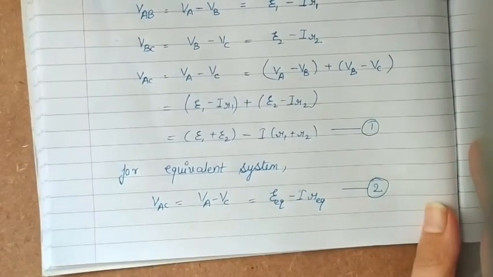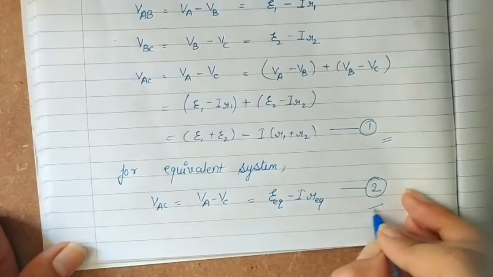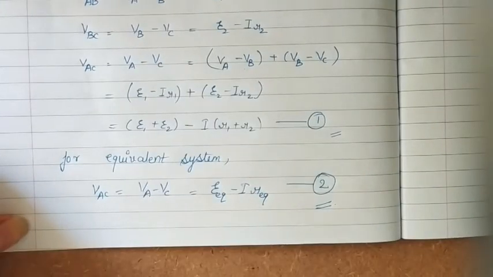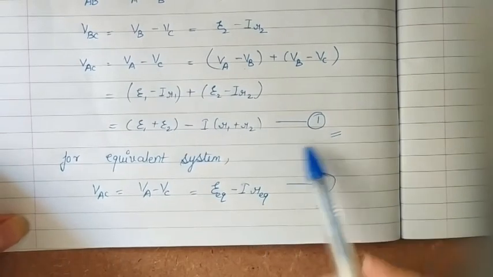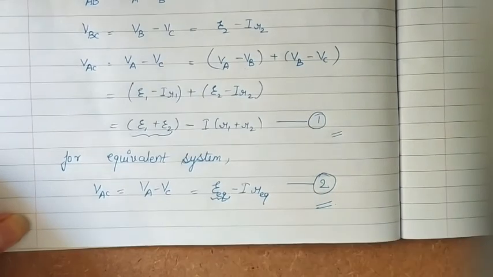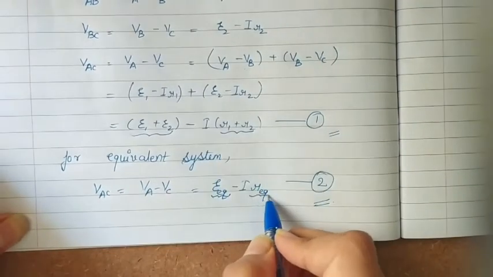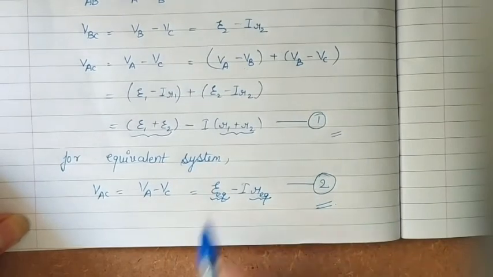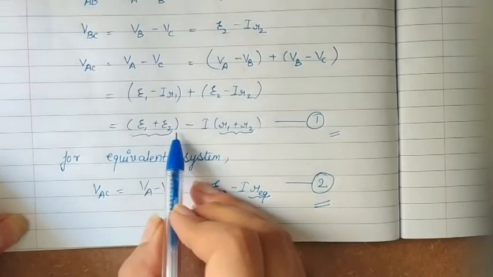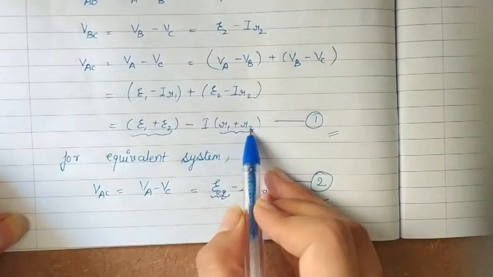Now we are going to compare these two equations, equation number 1 and equation number 2. On comparing these two equations, we find that this EMF term is equal to this equivalent EMF, and this resistance term is equal to this equivalent resistance, or we find that epsilon equivalent is equal to epsilon 1 plus epsilon 2, and R equivalent is equal to R1 plus R2.